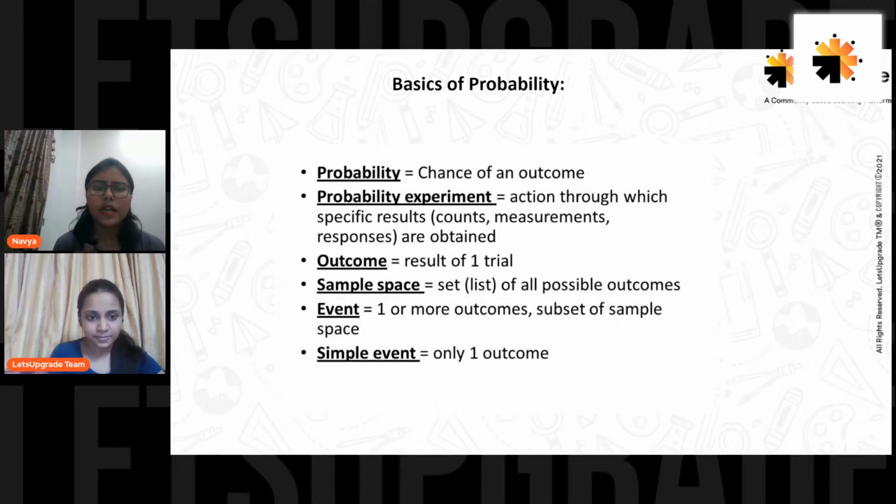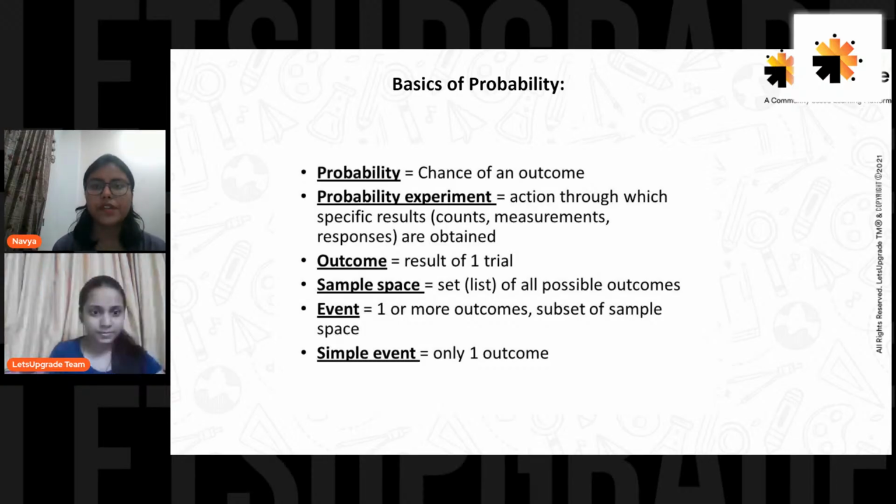Okay, now coming to the outcome. Outcome, very simple. That is a result. So whatever trial you are going to do, whatever result you are going to get from that experiment, that is your outcome. Coming to your sample space. So sample space is basically all the possible outcomes. So you can understand in this manner.